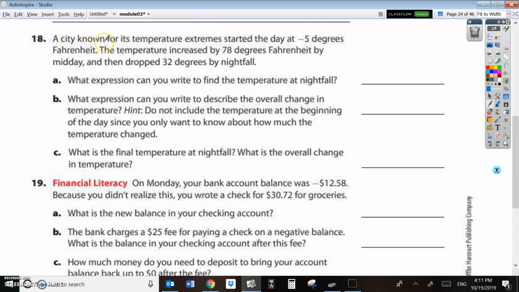A city known for its temperature extremes started the day at negative 5 degrees Fahrenheit. The temperature increased by 78 degrees Fahrenheit by midday, and then dropped 32 degrees by nightfall. What expression can you write to find the temperature at nightfall? We'll start with negative 5, and then add 78. And then dropped 32.